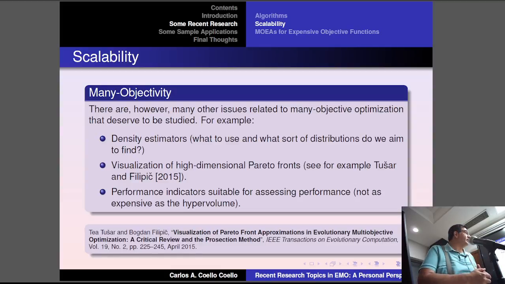There are many other topics in many objective optimization, for example, visualization. How do you visualize a Pareto front in a high dimensionality? Also performance indicators, density estimators, all these are very relevant topics in this area.